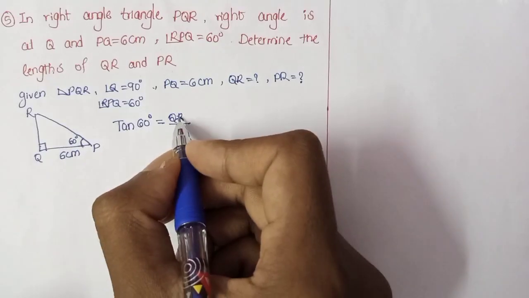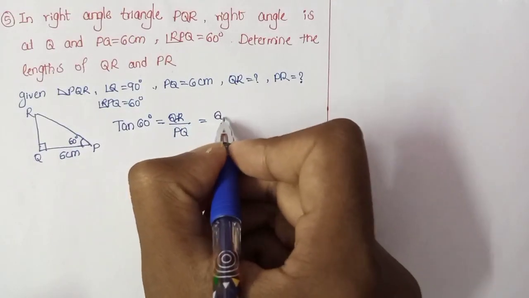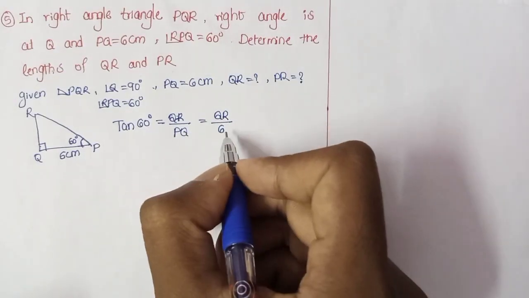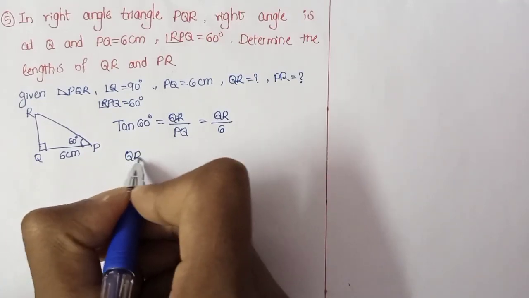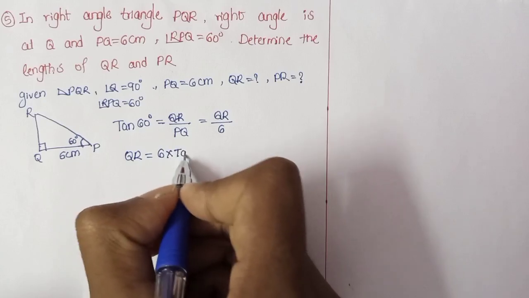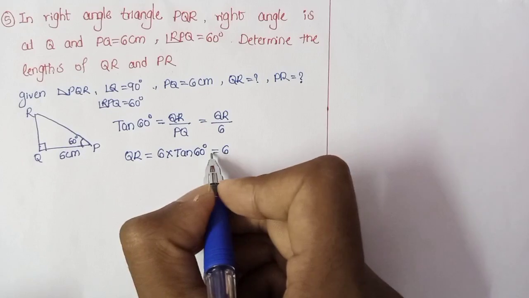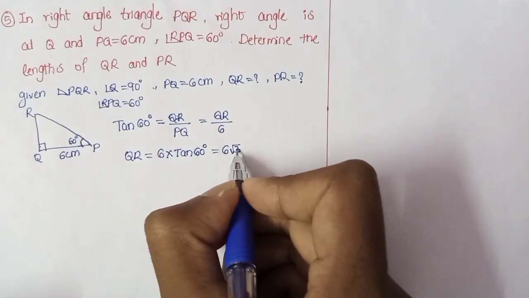What do we need to find? QR. We know PQ. So QR divided by PQ. PQ is 6 centimeters. Let us write here only 6. So how to find QR? QR is equal to 6 centimeters into tan 60. So what is tan 60? Tan 60 is root 3. So 6 root 3, what?